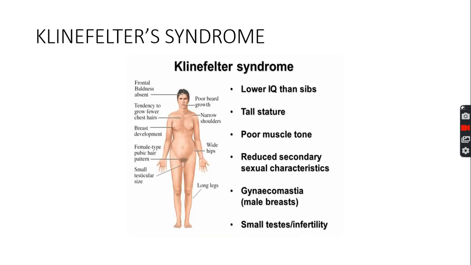So here's an example of someone with Klinefelter syndrome. Typically, they'll have lower IQs than their siblings, they'll be of tall stature, poor muscle tone, reduced secondary sexual characteristics, gynecomastia, which is known as male breasts, and small testes, which also subsequently results in infertility. So they usually lack typical male characteristic features, and they have a more feminine appearance. So they'll have frontal baldness absence, poor beard growth, a tendency to grow fewer chest hairs, narrow shoulders. There'll be gynecomastia, a female type pubic hair pattern, wide hips, smaller testicular size, and long legs.